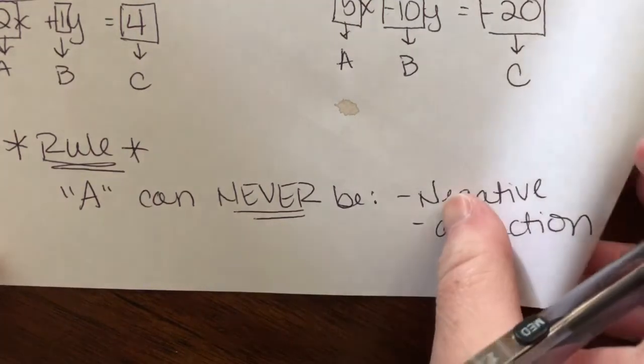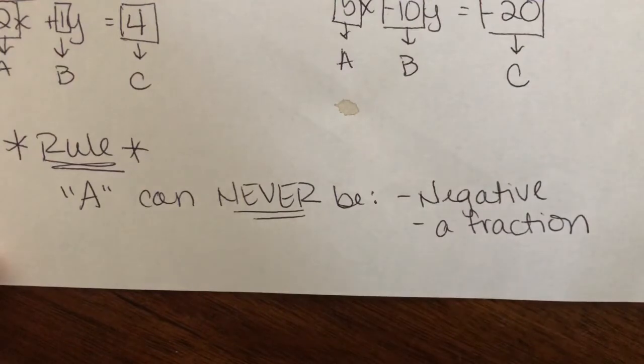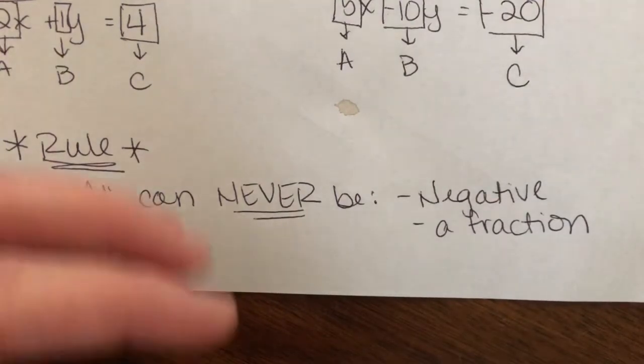So let me grab another sheet of paper for a couple examples of that real quick. A, the number in front of x, can never be negative. In standard form, it can't be negative and it can't be a fraction. So let's first try, I'll just put example, I don't know what number we're on. y equals 1/4 x plus 2.